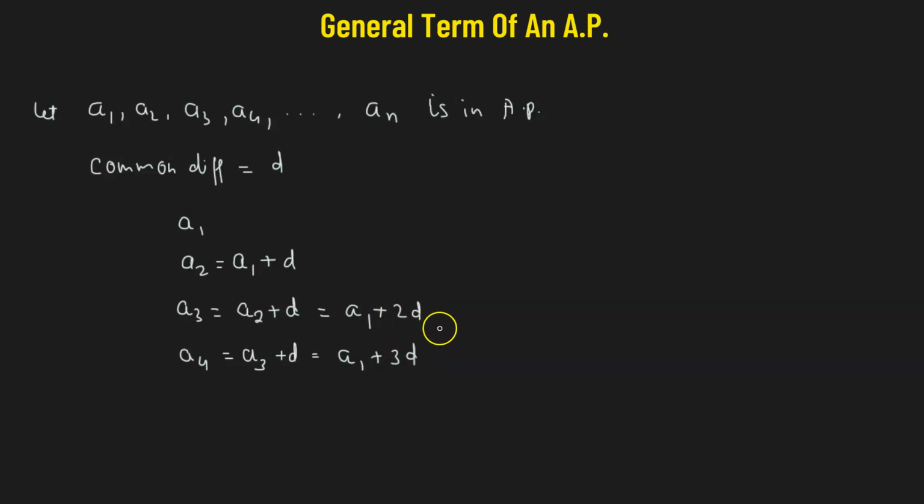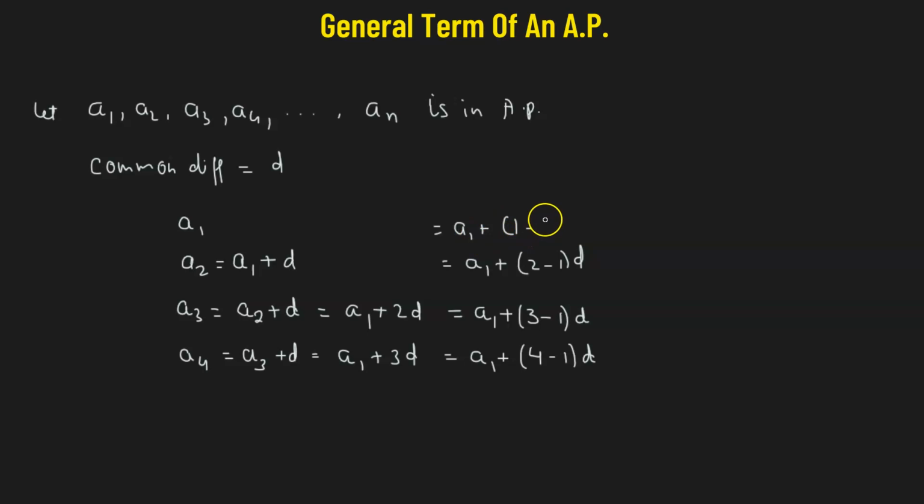Now here we can see a pattern, so we can rewrite each of them. If we start with the fourth term, we can rewrite it as a1, the first term, plus 3, which can also be represented as 4 minus 1, times d. Our third term can be represented as a1 plus, instead of 2, 3 minus 1 times the common difference. The second term can be represented as a1 plus 2 minus 1 times d. And our first term can be represented as a1 plus 1 minus 1, which is 0, times d. Here we do not have any common difference.